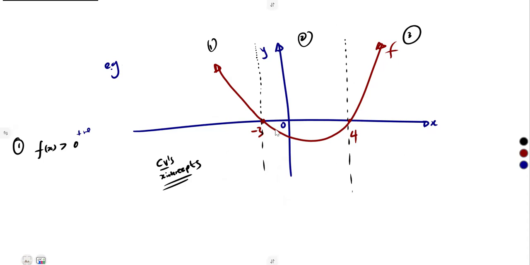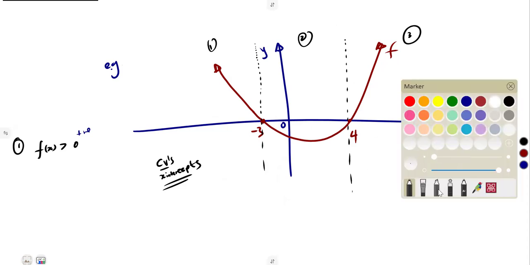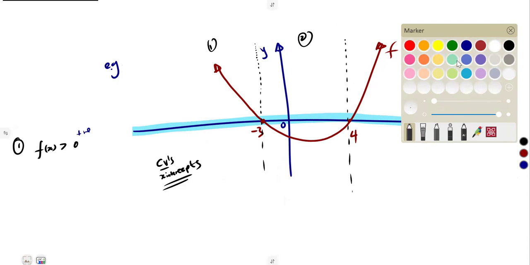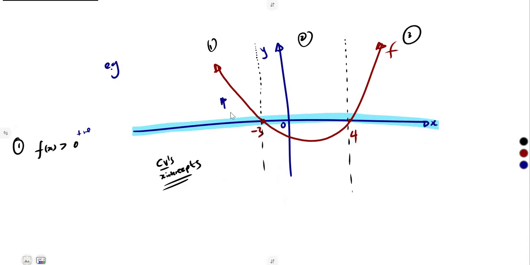So let's consider from -3 going this side. Our function, compared with the x-axis, is above the x-axis, on top of the x-axis. Once it is above the x-axis, it means it is positive. Then in between -3 and 4, our function is below the x-axis, so we cannot take that one because it's negative. And from 4 going up, our function is on top of the x-axis, so it is positive, and this is exactly what we want.